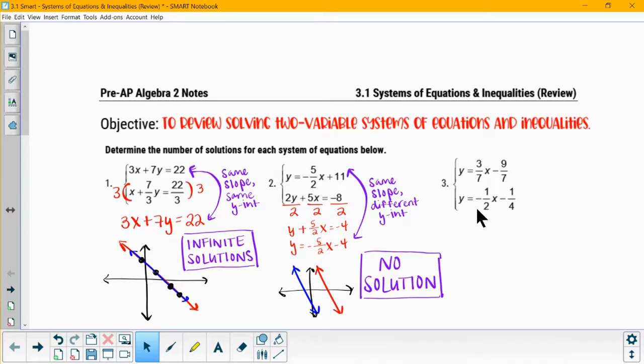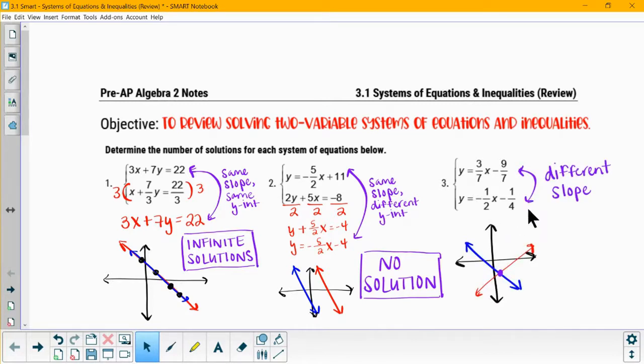For number 3, our third case, if the infinite solutions is not occurring and no solution is not occurring, we have two equations with a different slope. Now, anytime your slope is different, you are going to only have one solution. They're only going to intersect in one place.